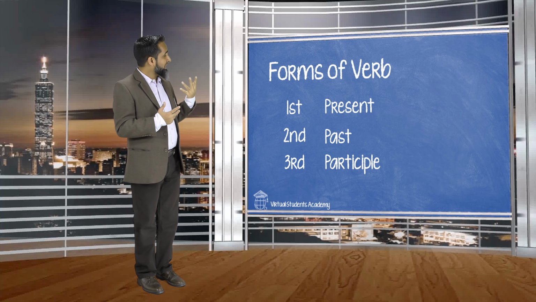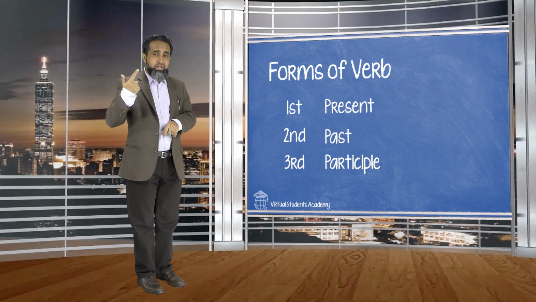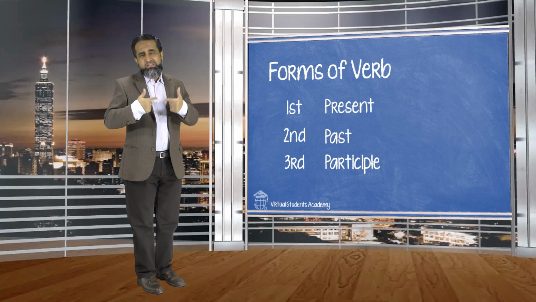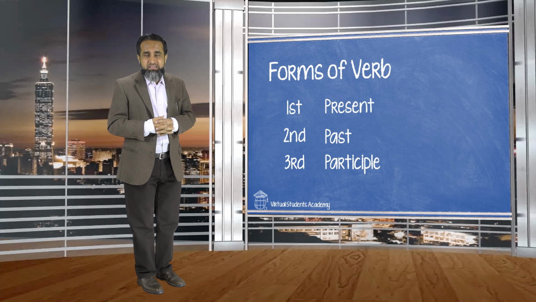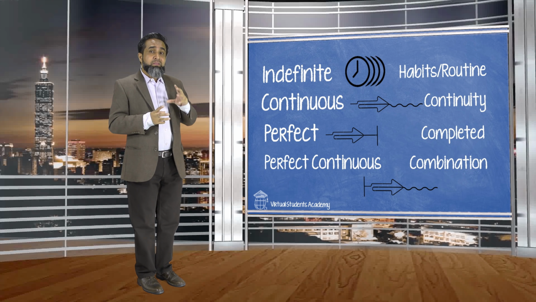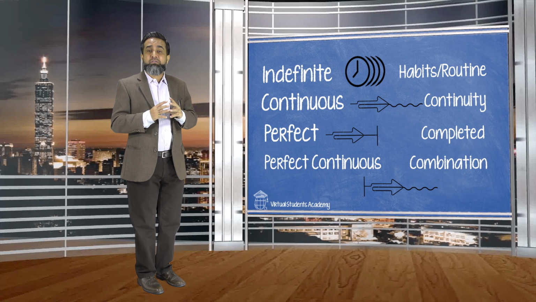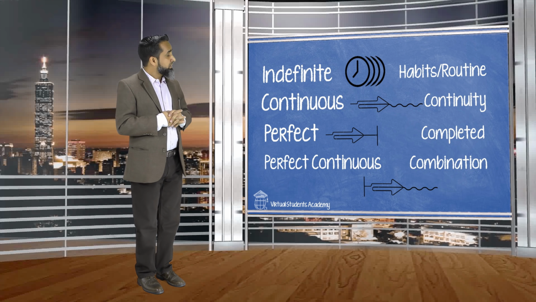Also, a verb has three forms: present, past and participle, like go, went, gone. We will speak about it in detail in another video. But now I have to show you the symbolic definition and the symbols of the forms of a tense.